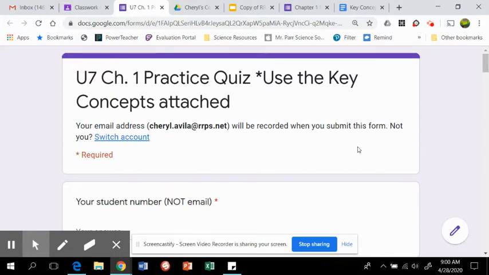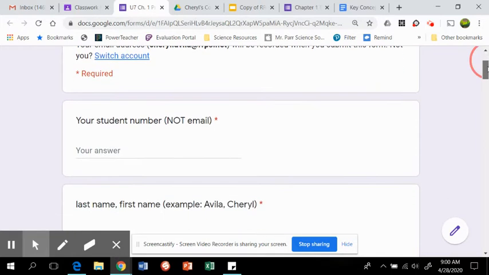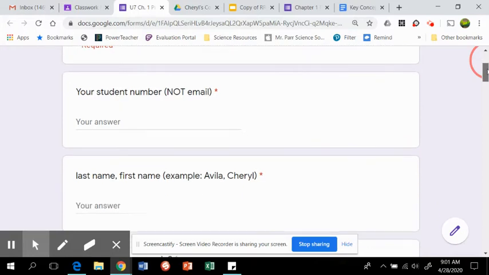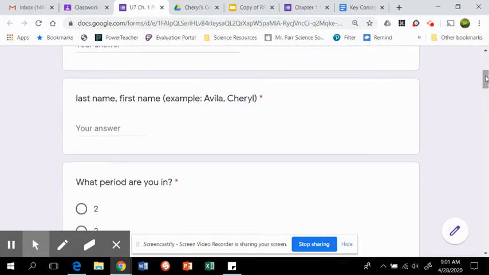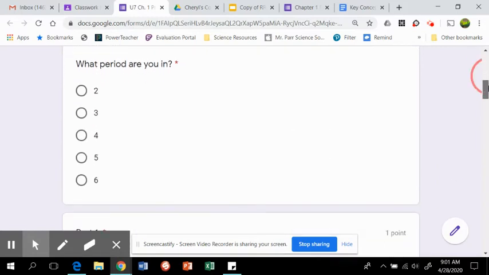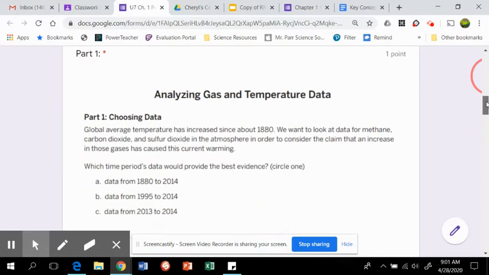All right, so let's look at what you are going to fill in on the quiz. It says Unit 7, Chapter 1 practice quiz. Use the key concepts attached. You have those open. You can use those. So you're going to fill in your student number, not your email, your student number. You're going to fill in your last name, comma, first name. So for example, I would be Avila, comma, Cheryl. Okay, what period are you in? You are going to mark what period.